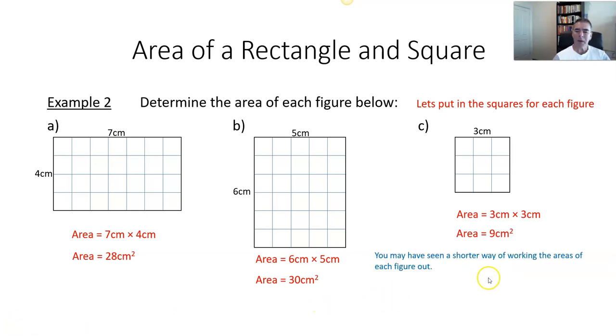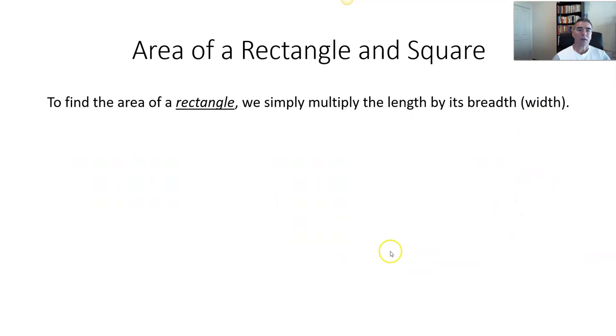Okay, but you may have noticed the shorter way of us doing that in working out the area of each of the figures. Just multiply the length of the rectangle by the width or the breadth of the rectangle. Okay, so the length by the width, and we can do the same with the square, length by the width. So to find the area of a rectangle, we simply multiply the length by its breadth. Okay, and breadth is just a fancy word for width.